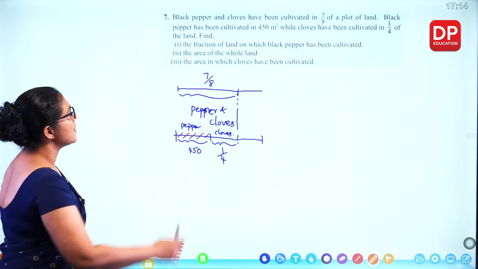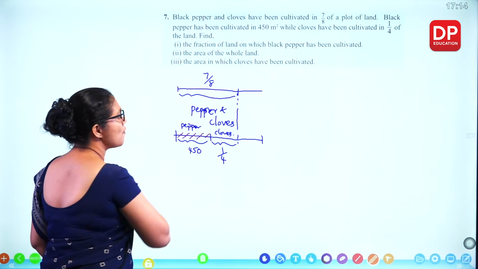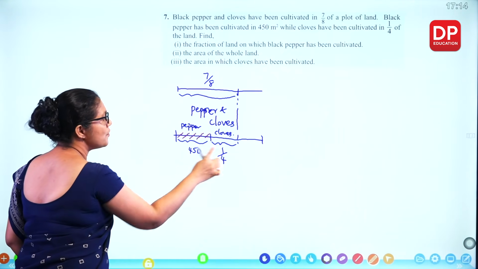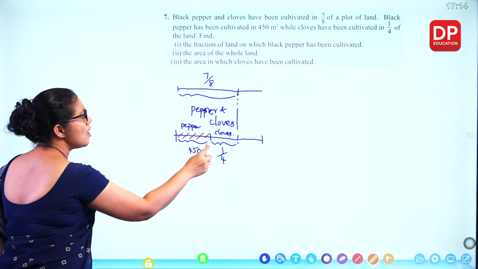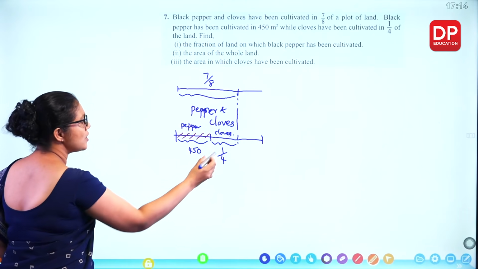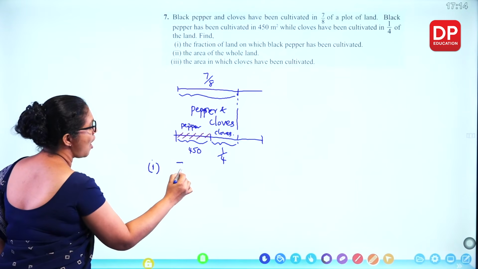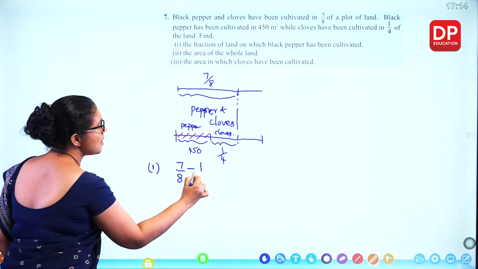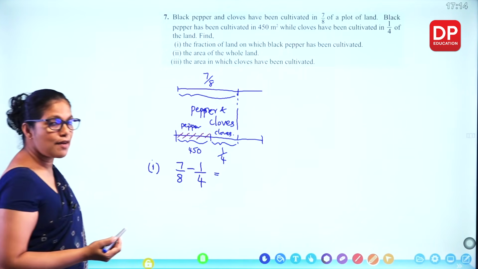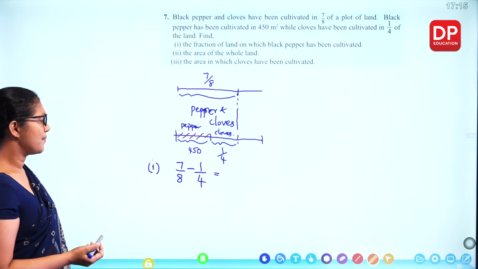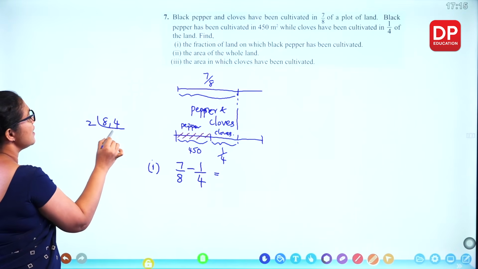So we can see when you take 7 out of 8 as the full parts, out of that this is 1/4. So the remaining part of these two is 450. So the first thing you need to find out is what this fraction is. So we can just subtract the two fractions. Out of 7 over 8, you subtract 1/4. So what's the answer? Again, 8 and 4, what's the lowest common multiple? It's 8.